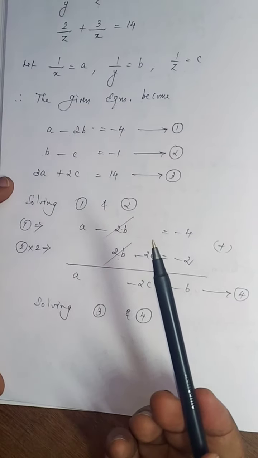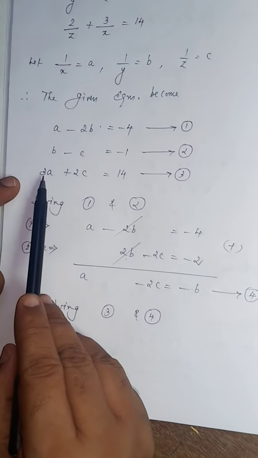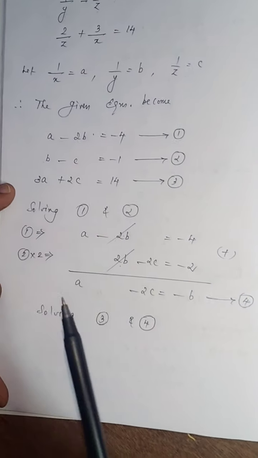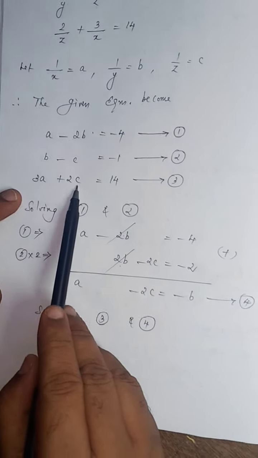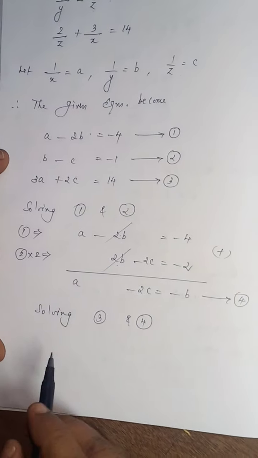Which one is easy? If we eliminate a means here 3, here 1. This equation should be multiplied by 3. Then only the coefficients will be equal. Otherwise we can go for c. Here 2c, here minus 2c. So direct cancel. So we can eliminate c.